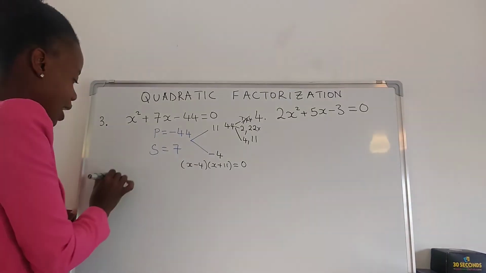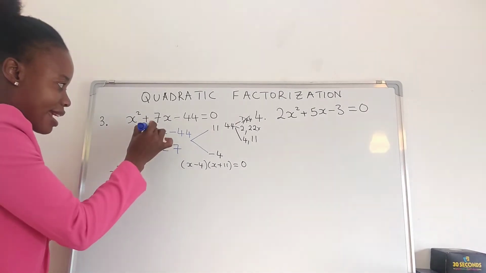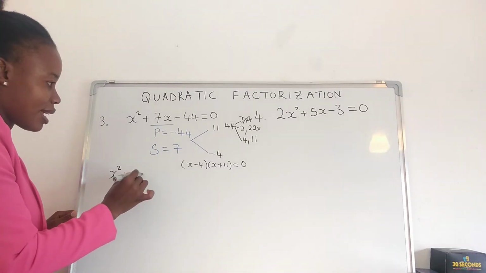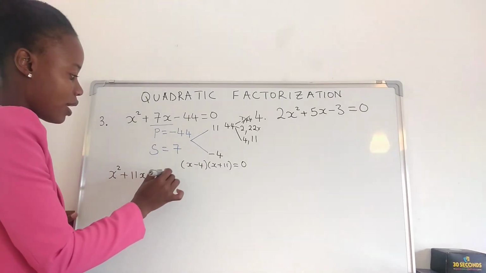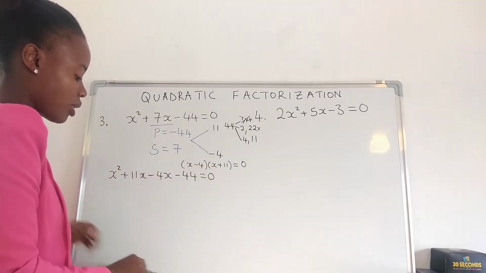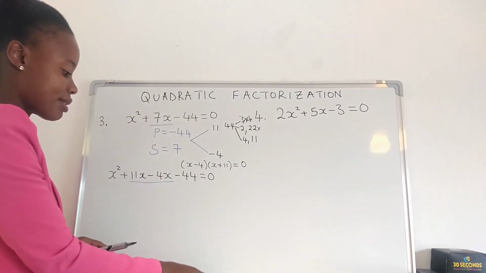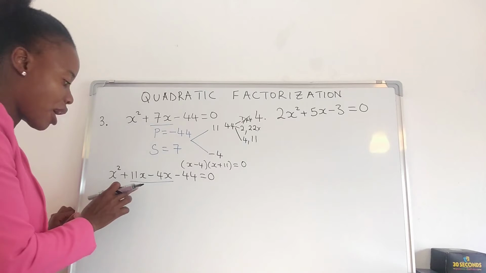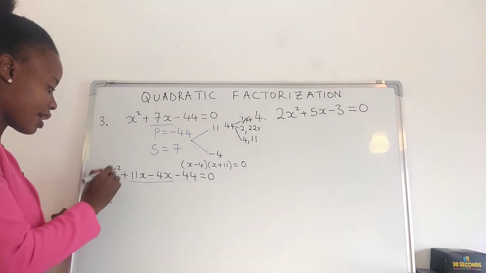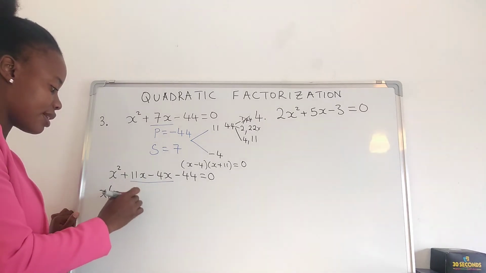Okay, we have x squared. Instead of writing 7x, you're going to have 11x minus 4x minus 44 equals 0. 11x minus 4x is 7x, right? You take the first two pair, you look for the common factor. It's x, and x squared divided by x, you are left with x. 11x divided by x is 11.